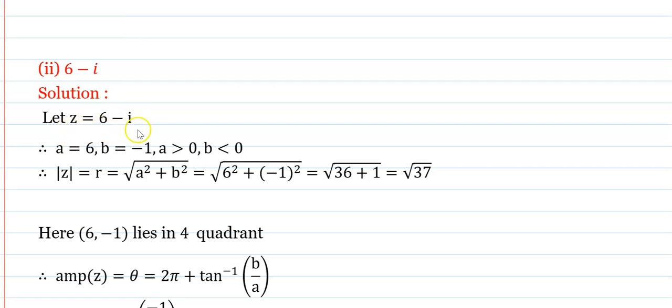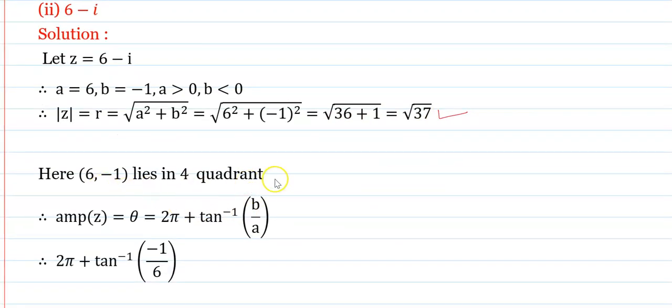Again, z is equal to 6 minus i. Here a is equal to 6, b is equal to minus 1. A is positive, b is negative. Therefore, the given point lies in the fourth quadrant. That is, the mod of z is equal to the root of a square plus b square, 6 square plus (minus 1) square, 36 plus 1, that is the root of 37.